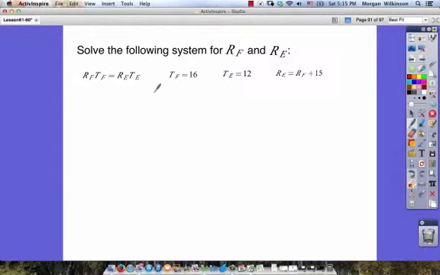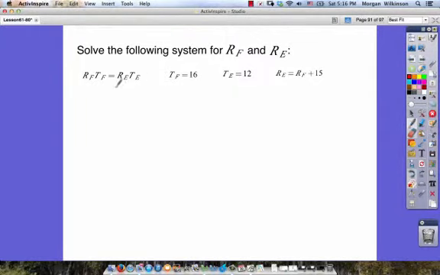Here we want to solve the following system for r sub f and r sub e. Here's our equation that we're given: r sub f times t sub f equals r sub e times t sub e. We're given these things, but notice r sub e is just given to us as r sub f plus 15. So it's slightly different than the last problem, but we solve it the same way.